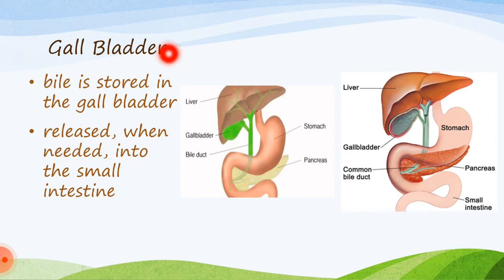The last organ that we have to study about is the gallbladder. Now we studied in the previous slide that bile is produced by the liver, but it is stored in the gallbladder, okay. So after the liver produces bile, the bile is stored in the gallbladder and it is released when it is needed. So when the small intestine needs the release of bile, then the gallbladder slowly releases the bile into the small intestine. As you can see, it pumps out bile and releases it into the small intestine when needed.